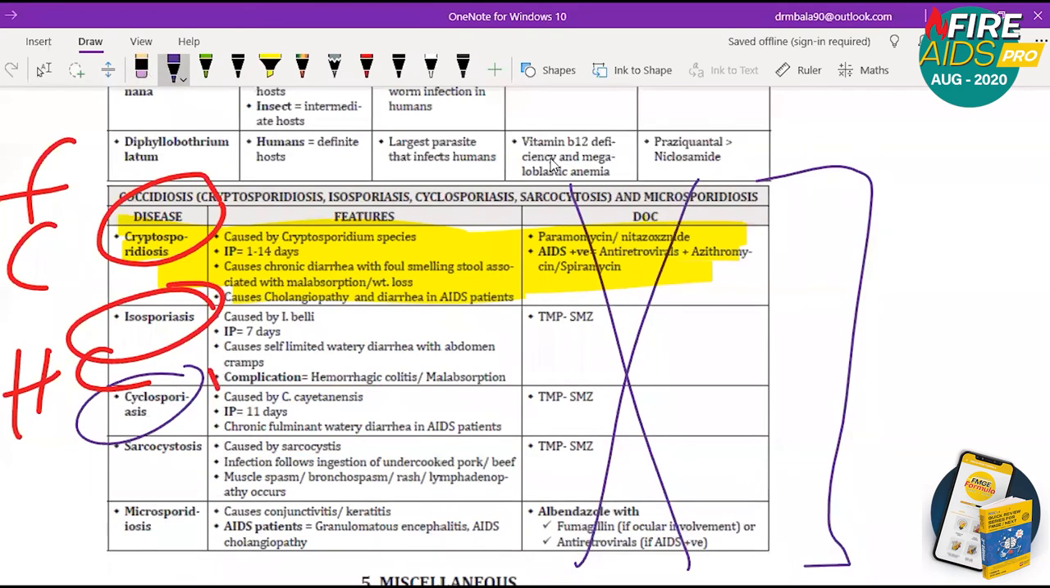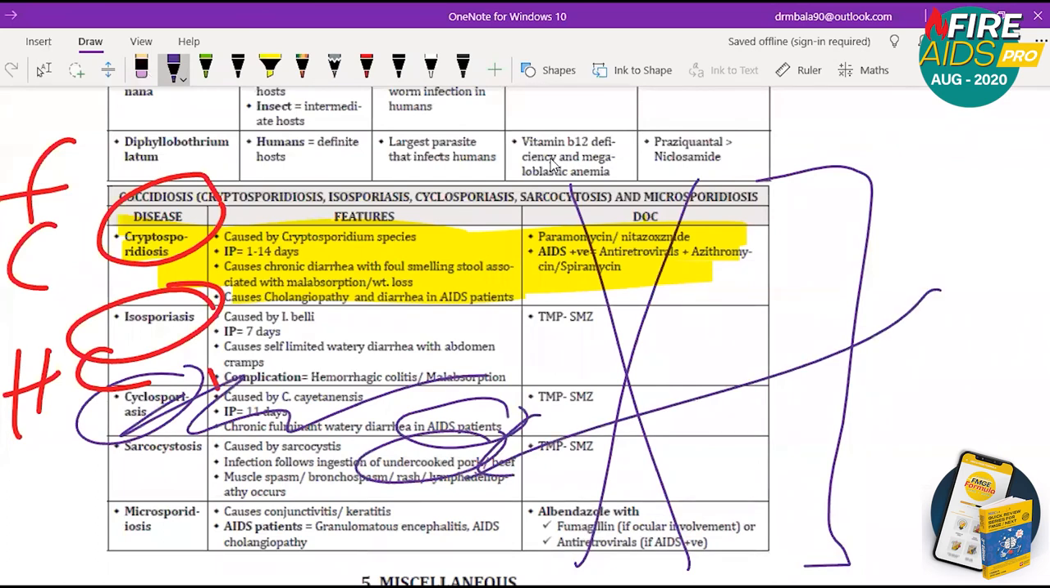Cyclosporiasis means chronic fulminant watery diarrhea, again in an AIDS patient. You cannot find out by just looking at an AIDS patient in the question who has diarrhea. So I don't think cyclosporiasis is going to be a question, and you can ignore it. Sarcocystosis is from ingestion of undercooked pork or beef, but there are much bigger problems with pork and beef than this. So again, I don't think they would focus on sarcocystosis either.